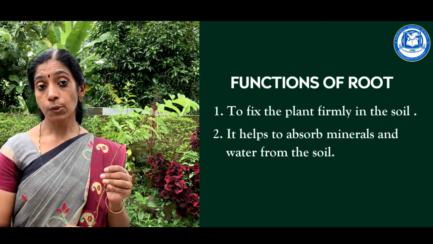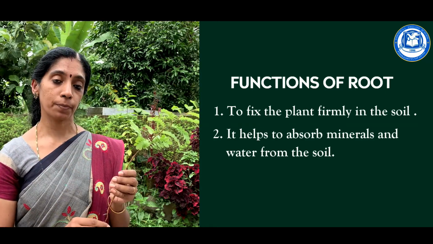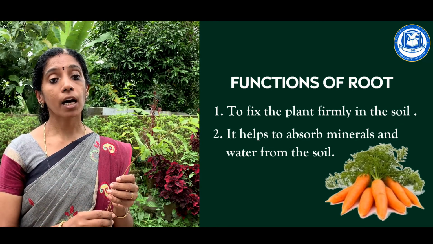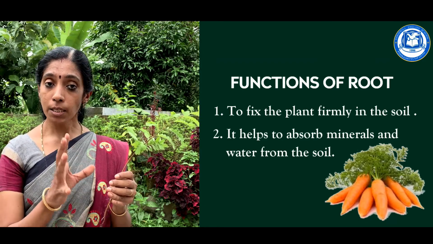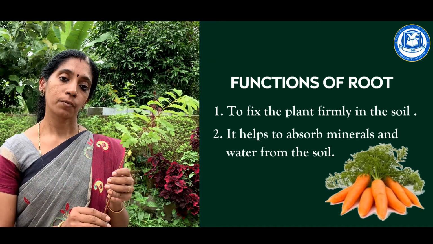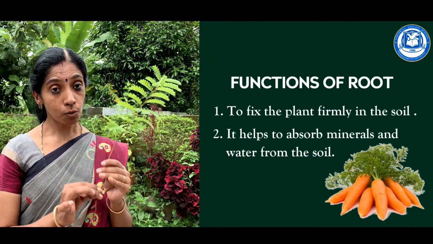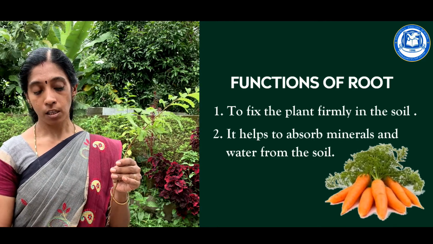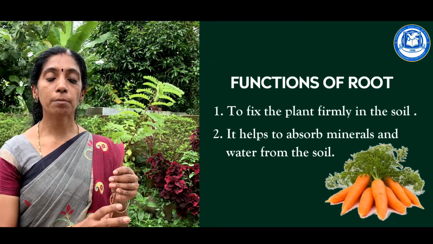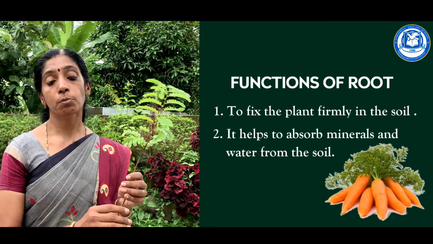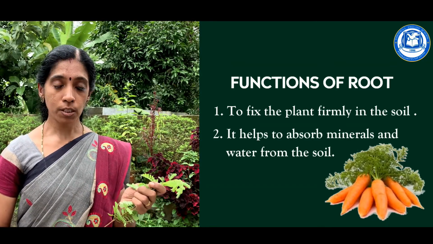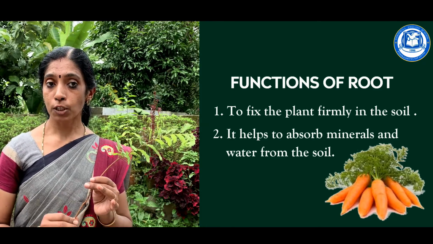Some roots also act as a place of storage of food. Example, roots like carrot. They are taken as food because that part of the root is a place where the plant stores its food. So the main functions of a root are to fix the plant to the soil, to absorb the minerals and water from the soil, and also to become a storage place of the food by the plants. So children, today we learned about two types of roots and the functions of the roots.